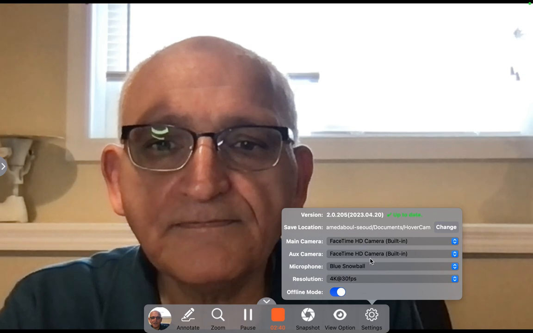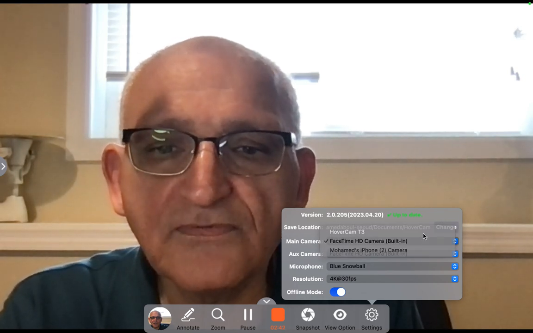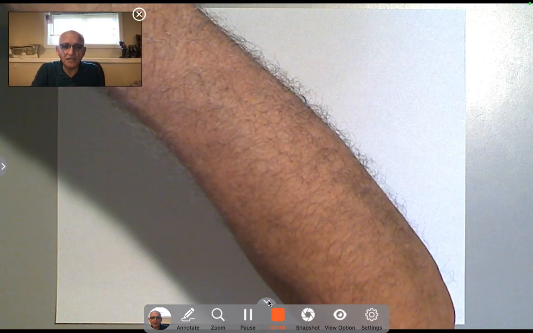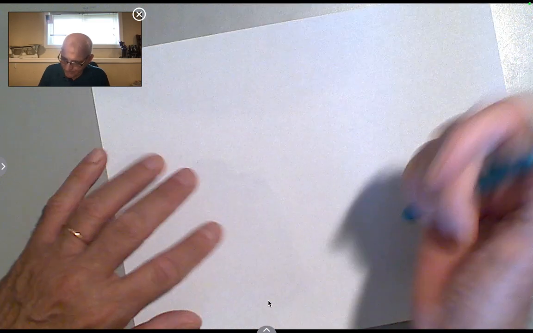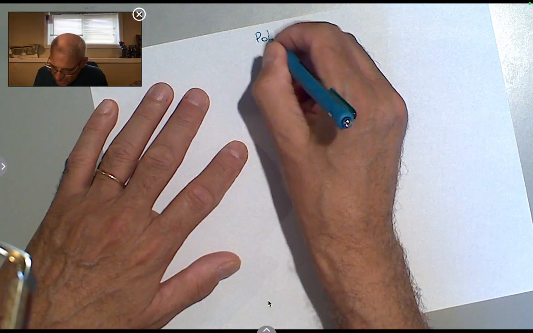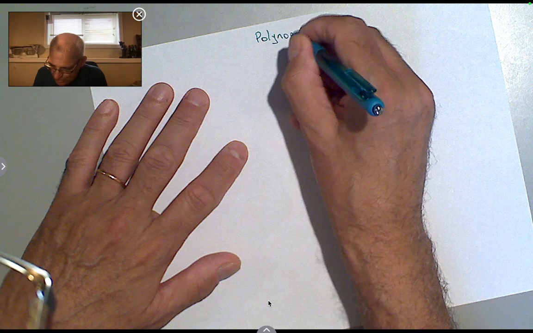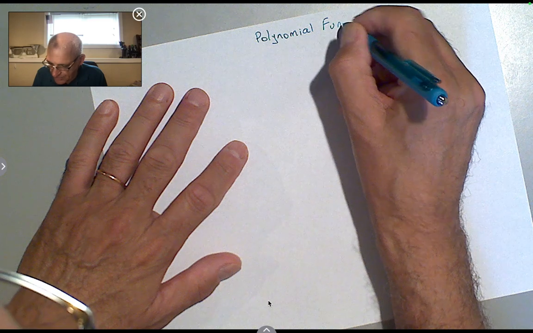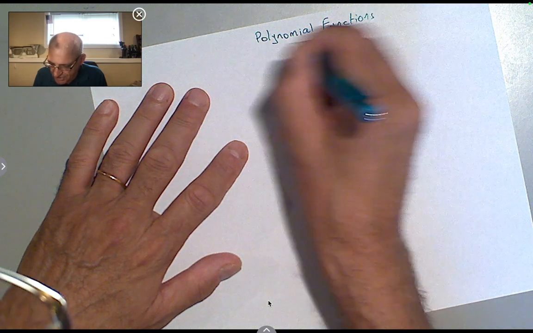So what is a polynomial function? Poly, of course, means many, right? And nomial, like the monomial, the binomial, is about how many terms. So these terms, so let me switch to the hover cam and then use picture in picture. Okay, so polynomial functions. A polynomial function is a function that has terms that are all powers of x, but not any powers. These powers are positive integers.